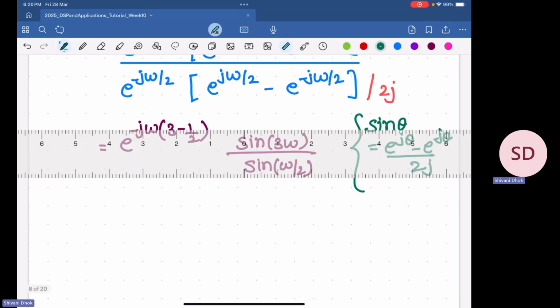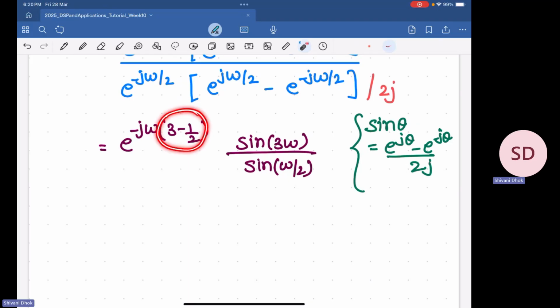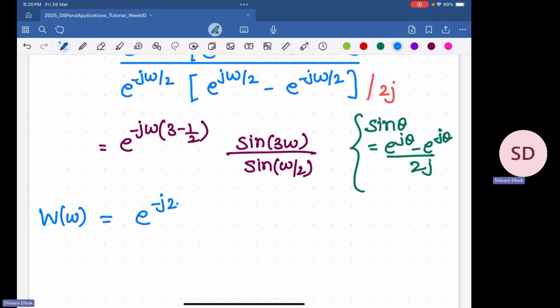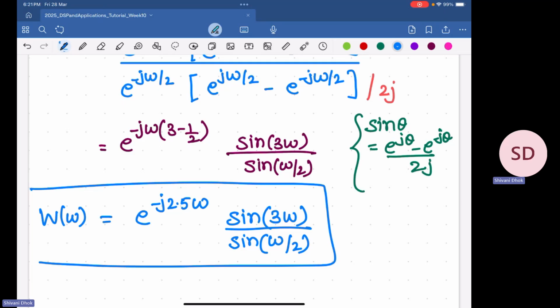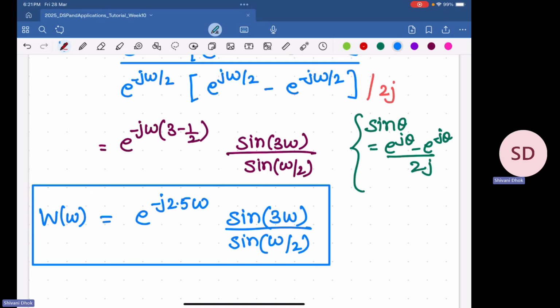Okay, and this thing here is basically 2.5. So what we get now as the final answer is W of omega is equal to e power j 2.5 omega into sine of 3 omega divided by sine of omega by 2. And this is the final answer. This is basically your DTFT of the given W of n. Is it clear? Any questions?